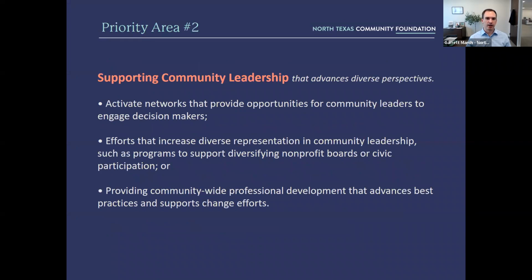Our second priority area is supporting community leadership that advances diverse perspectives. So this phrase, activated networks, is something that we talk about at the Community Foundation, where we want to help more people who are on the ground get connected to people who maybe have decision-making power in systems like municipal entities, cities, counties. So creating activated networks for people to engage decision makers is something that we're really prioritizing. Thinking about how do we increase diverse representation in community leadership, diversifying nonprofit boards or civic participation.